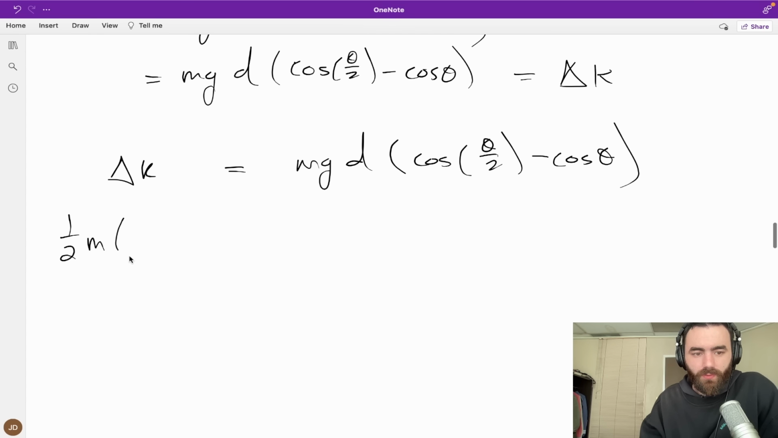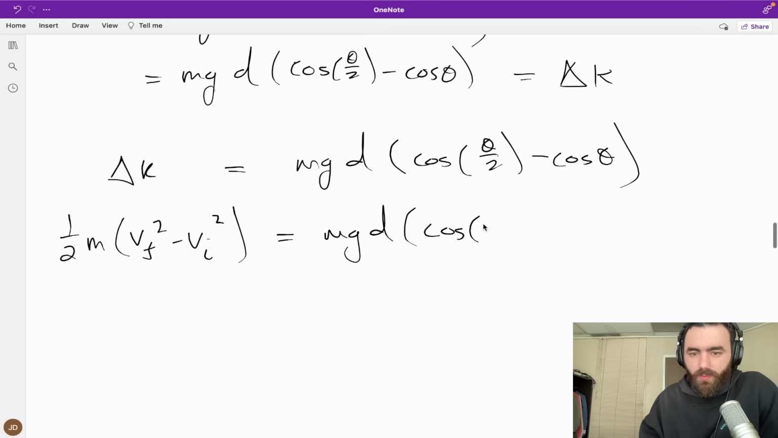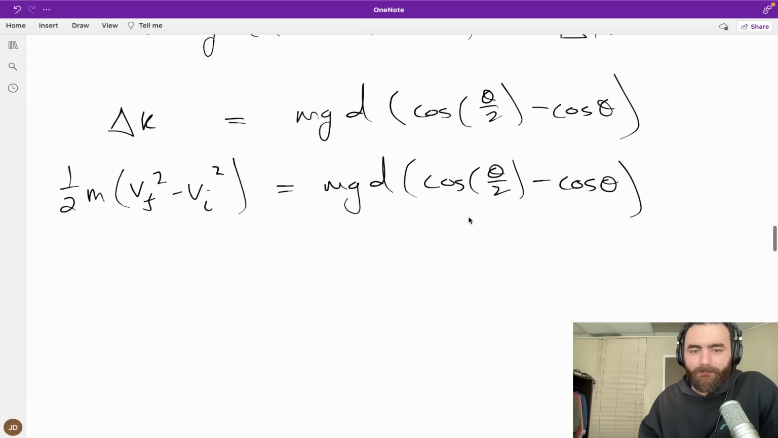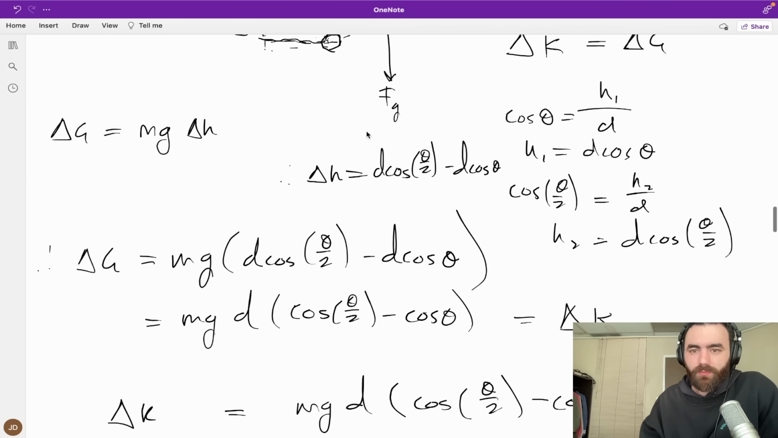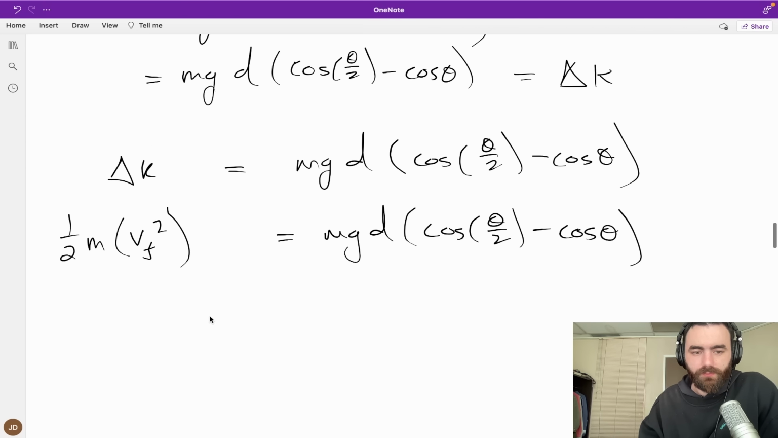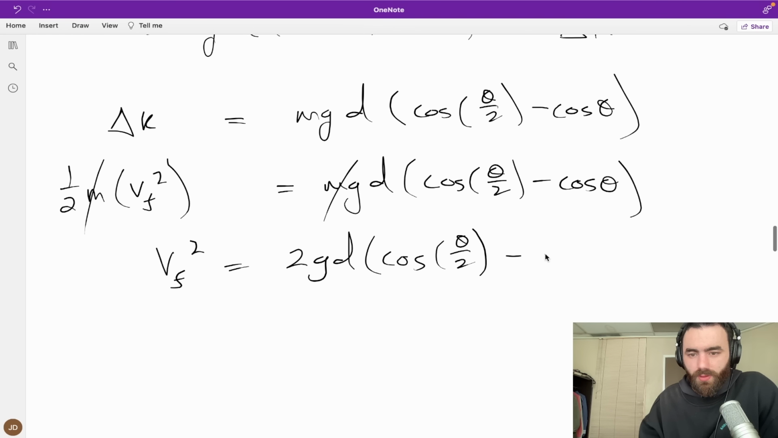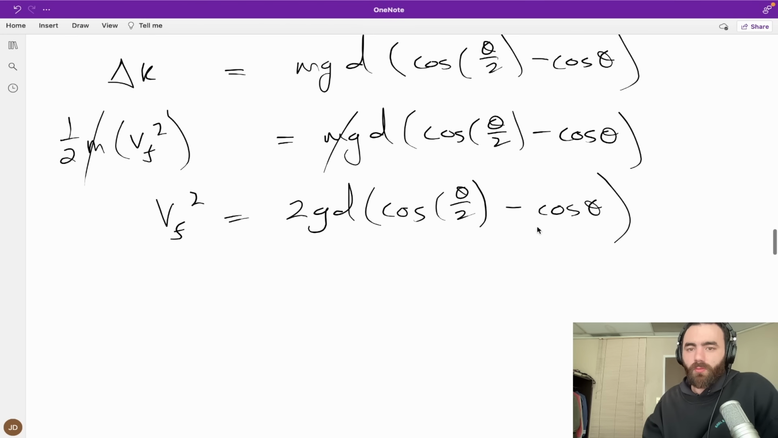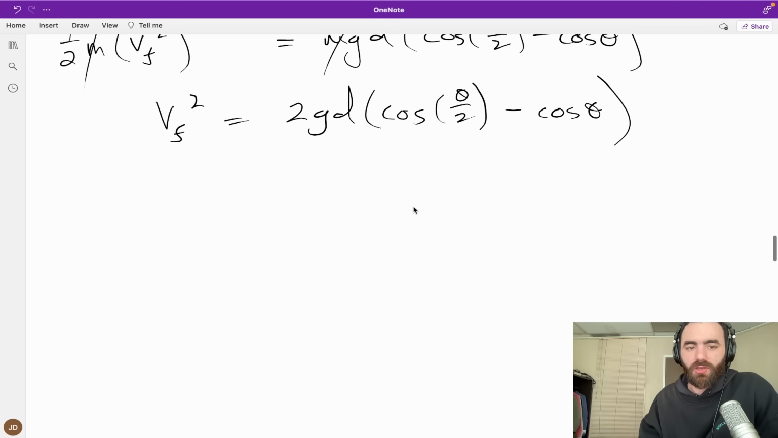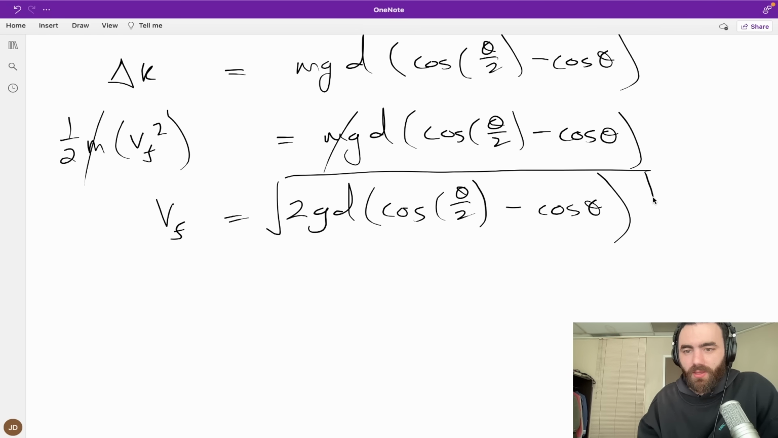This is a half m times Vf squared minus Vi squared, equal to mgd times cos theta over 2 minus cos theta. Okay, Vi squared is 0, so let's get rid of that. The m's will cancel. Vf squared is 2gd times cos theta over 2 minus cos theta. I'm keeping it in general form. You can plug it in early if you want, but I just think it's better to keep it in general form.